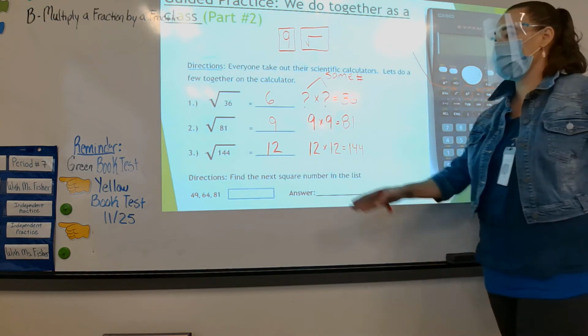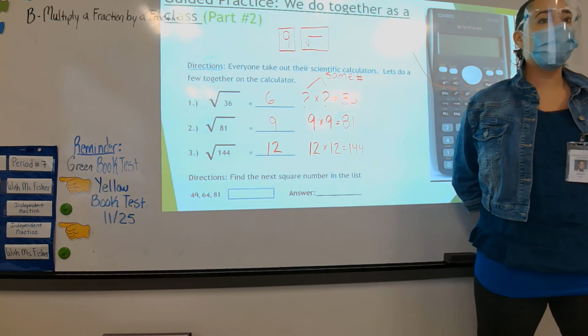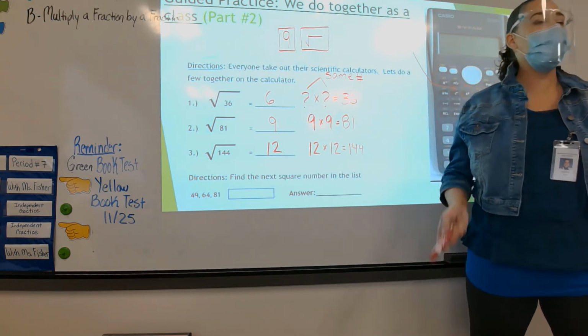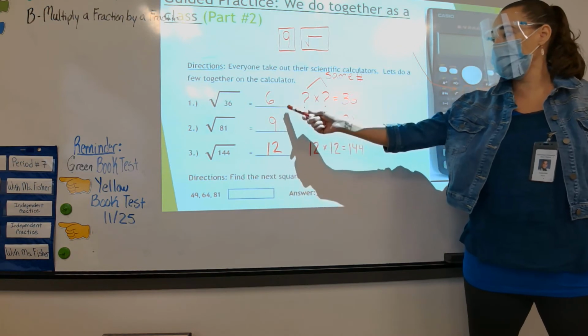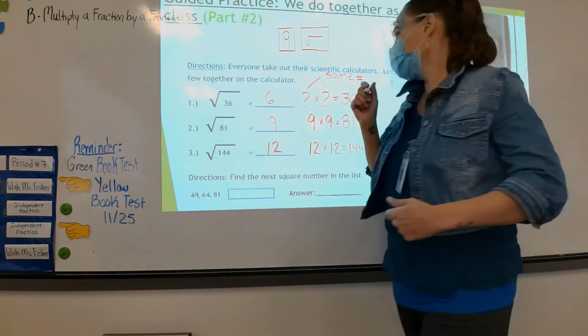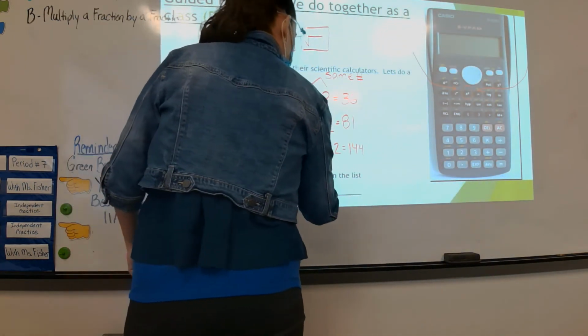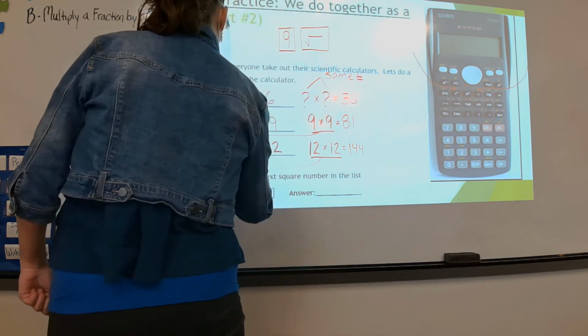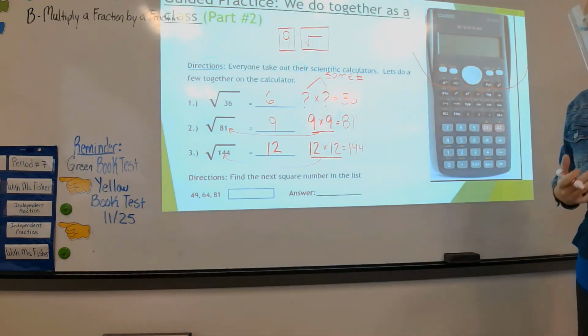Okay, so did you guys get this number? 6, 9, and 12? So again, the thought process behind it, you get to use your calculator to do the work. But what this is saying: 6 times 6 gives me 36. 9 times 9 gives me 81. 12 times 12 gives me 144. Okay? That's what it's saying.